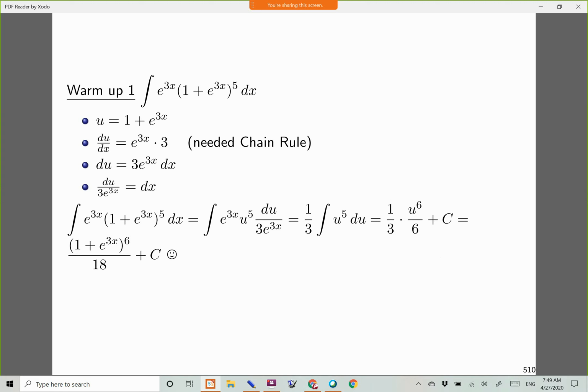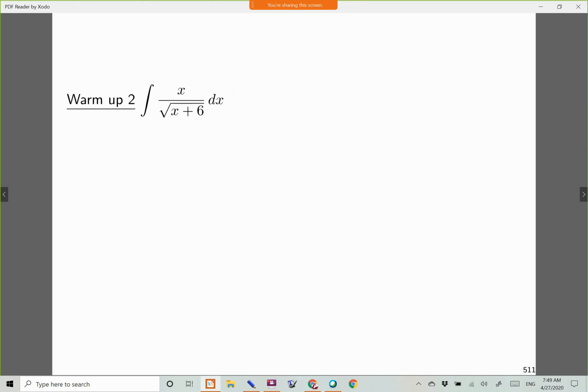So that's the first warm-up question. The second one looks a lot smaller of a problem than this, but in fact is a little bit more involved. So the second warm-up problem is the integral of x over root x plus 6.